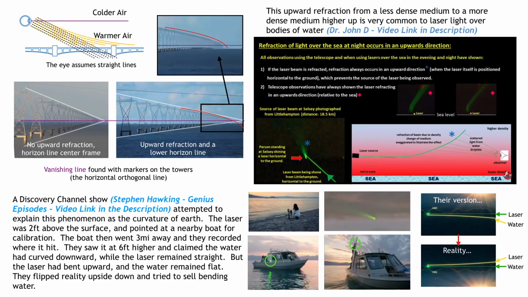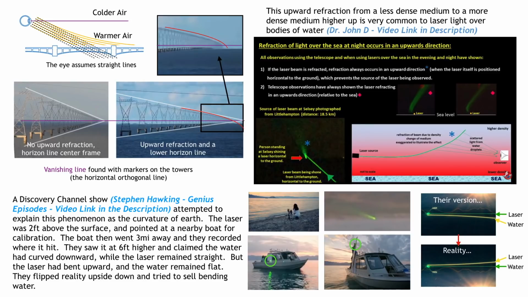But the laser was just being bent upward over water. That's just what happens. So their version of reality is that the laser was straight and the water was bending down and they were traveling along it. But in reality, you just flip that around. The laser was bending up and the water was straight. Again, light is bent upward across water.